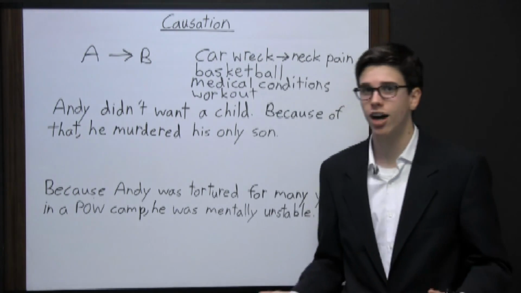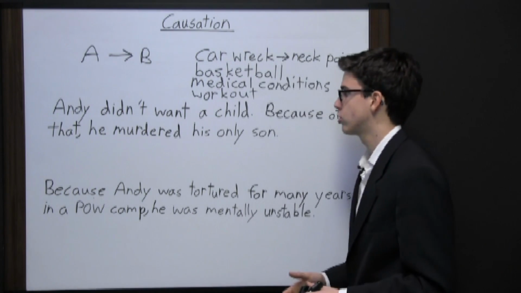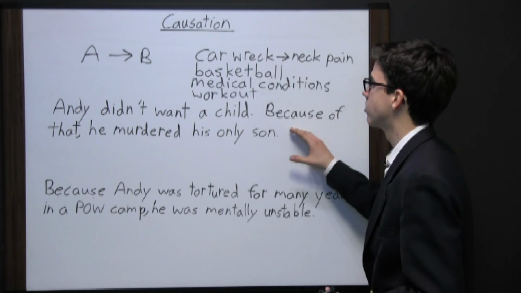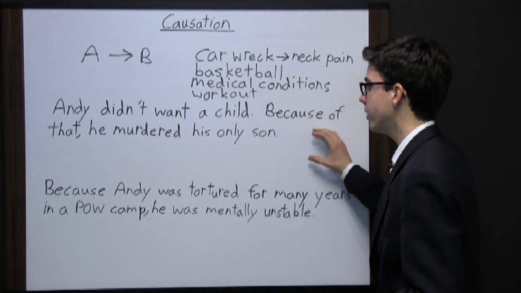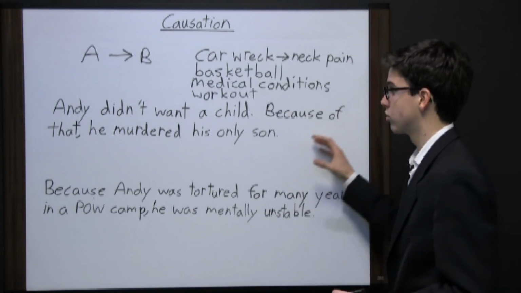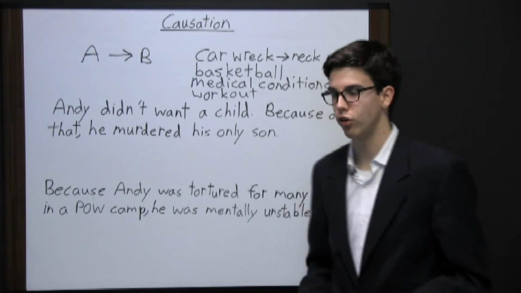And is there any concrete evidence here that suggests that Andy is the perpetrator? So lots of weak links here, and so we can't necessarily say that A caused B here. We know that B occurred. We know that his son was murdered, but we don't know who caused that murder.